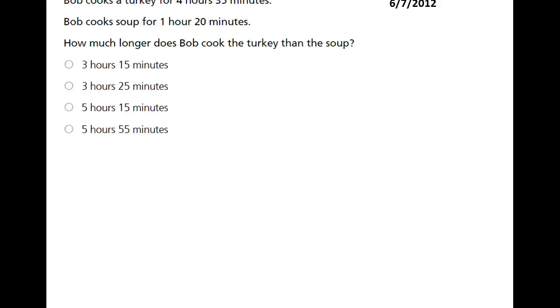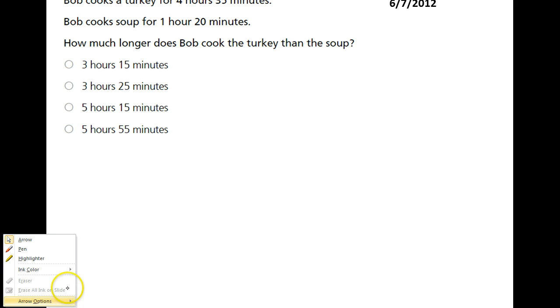Okay, today we're going to look at word problem practice. And first up, we have to read the problem, get an understanding of what the question is asking before we can launch in and try to get an answer. It says Bob cooks a turkey, it takes him 4 hours and 35 minutes.